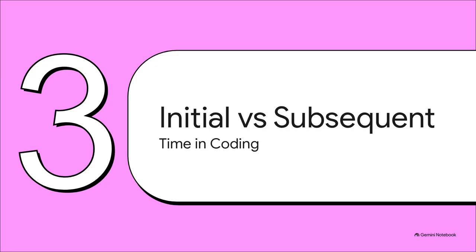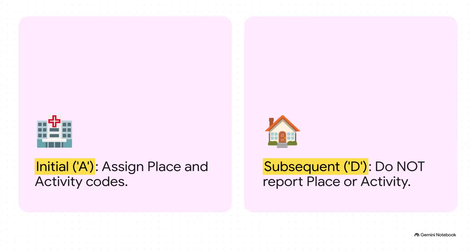All right, let's jump into Section 3, where we introduce the dimension of time. The rules here completely flip depending on whether we are looking at a brand new injury or a follow-up recovery visit. Listen closely to the initial visit rule because it's a big one. Place of occurrence and activity codes are essentially a one-time assignment.